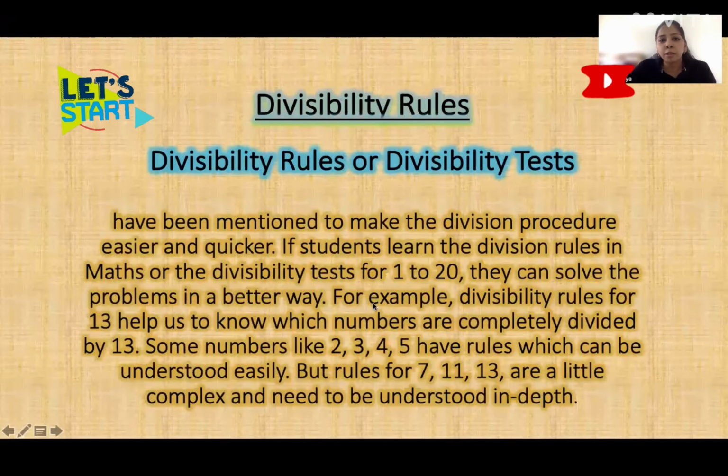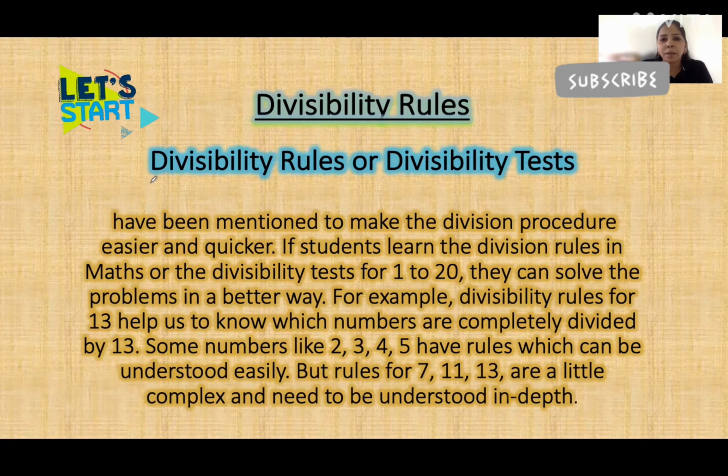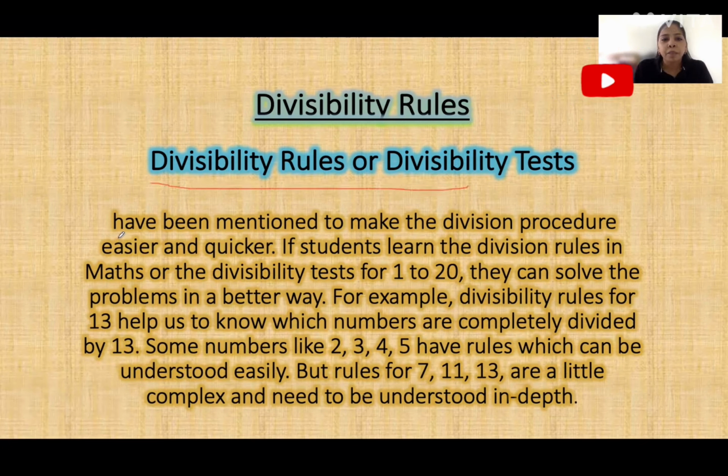First, what is a divisibility rule? We will learn about divisibility rules or divisibility tests. Divisibility rules or divisibility tests have been mentioned to make the division procedure easier and quicker. If students learn the division rules in maths or the divisibility tests for 1 to 20, they can solve the problems in a better way.